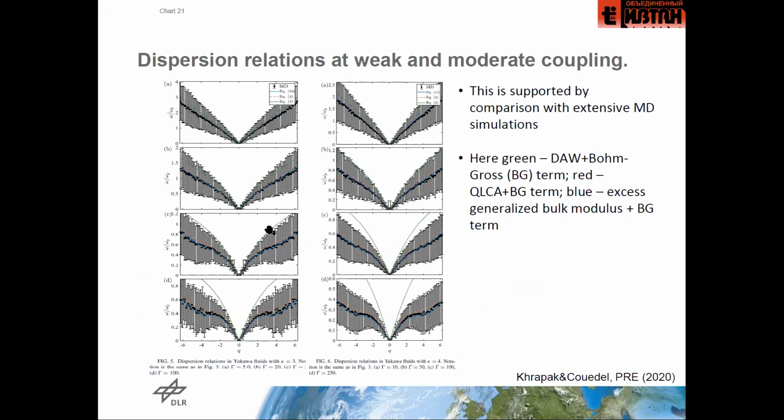It's probably not very easy to see here, but the comparison shows that indeed the combination of the excess generalized modulus plus the Bohm-Gross term is the best; the corresponding curve is in the best agreement with the simulation results that we have obtained.